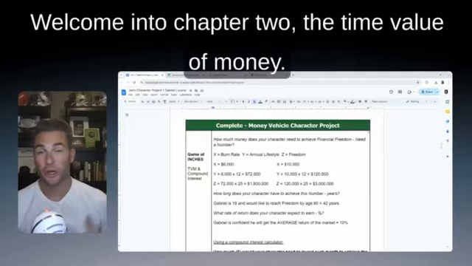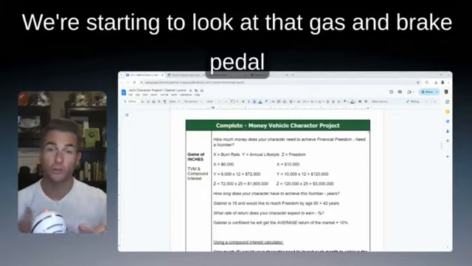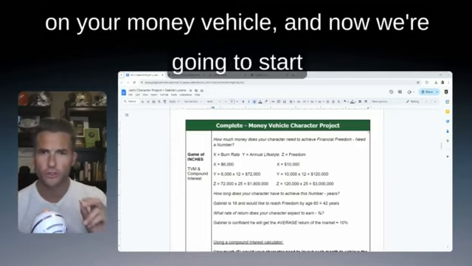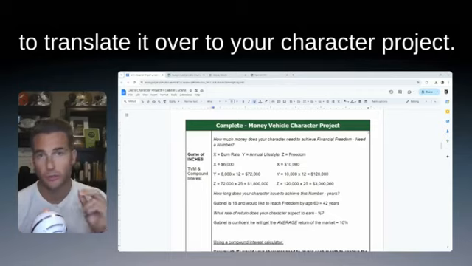Welcome into Chapter 2, the time value of money. We're starting to look at that gas and brake pedal on your money vehicle, and now we're going to start to translate it over to your character project.